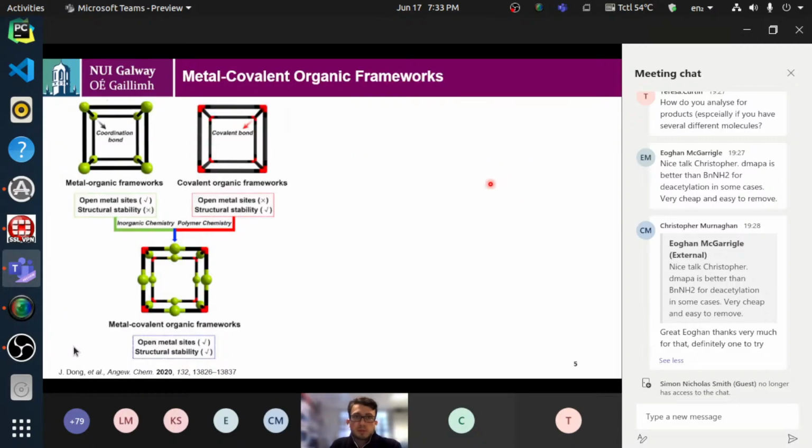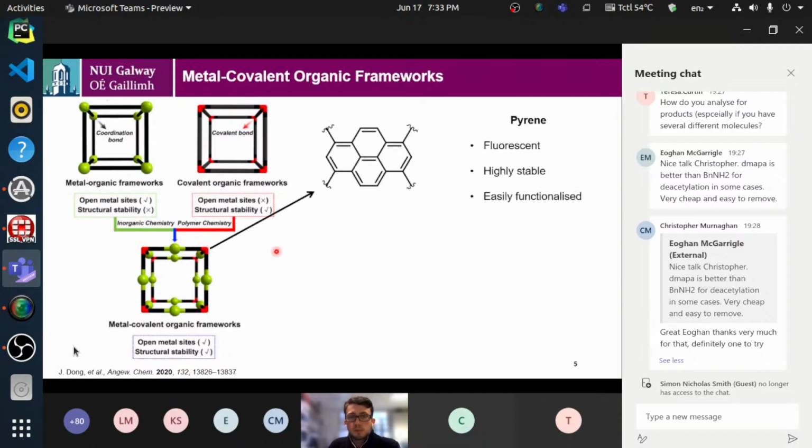However, what we're looking into doing is combining these two systems. So combining the advantages of metal organic frameworks, that is to say, the open metal site, and the advantage of covalent frameworks, that is to say, the structural stability, into these new materials or metal covalent organic frameworks. So by using a metal complex as the linker between covalently linked units.